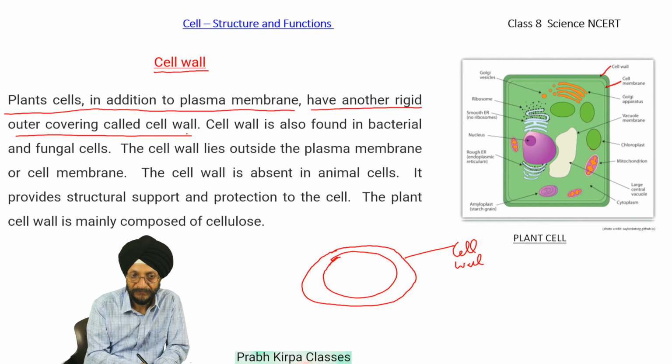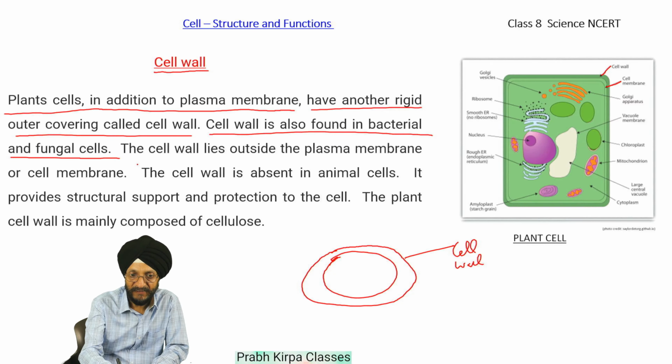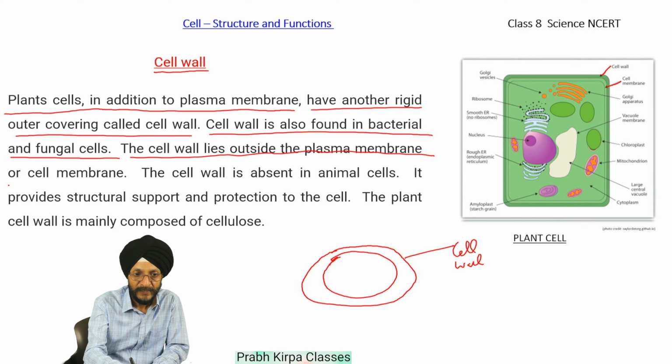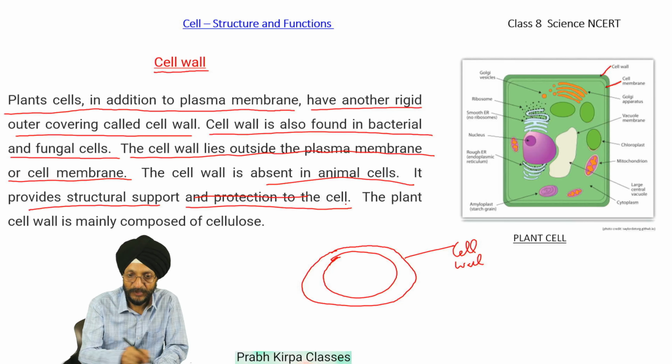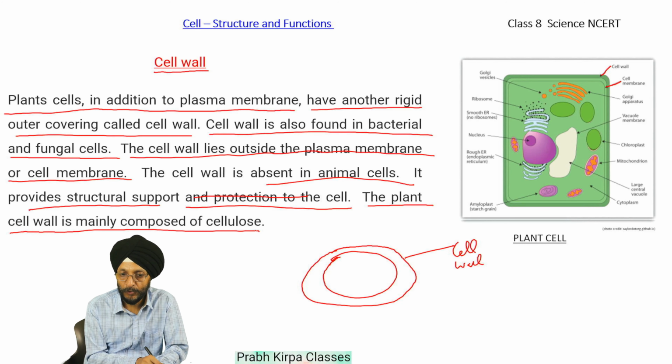Cell wall is also found in bacterial and fungal cells. The cell wall lies outside the plasma membrane or cell membrane. The cell wall is absent in the case of animal cells. Cell wall provides structural support and protection to the cell. It is also important that the cell wall is mainly composed of cellulose.